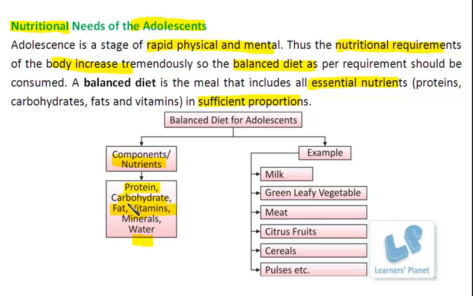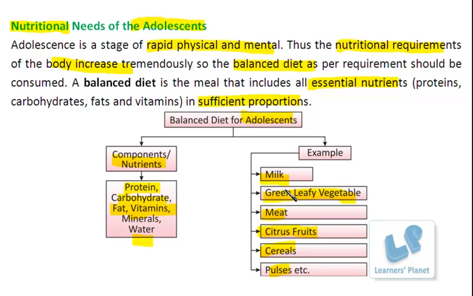Now, of course, at this age, since growth is taking place, more protein is required as compared to carbohydrate or fat. So the diet should be rich in proteins. Examples of such a diet which should be given to adolescents include milk, green leafy vegetables, meat, citrus fruits, cereals, pulses, and all other things which are supplying such types of nutrients.